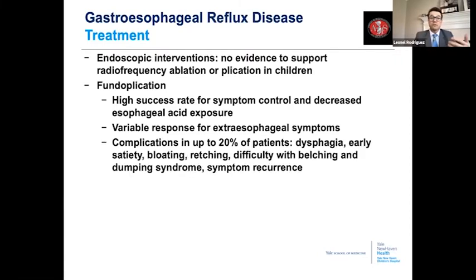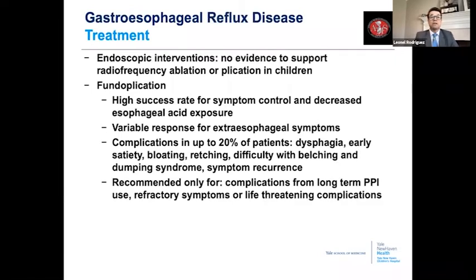It's important to mention that this comes with potential complications in up to 20% of patients. That includes dysphagia, early satiety, bloating, retching, and importantly, symptom recurrence. Up to 15-20% of patients will have symptom recurrence at some point. This is recommended primarily for patients that have complications from long-term PPI use, those that have symptoms that are refractory to all the above mentioned interventions, or have life-threatening complications.